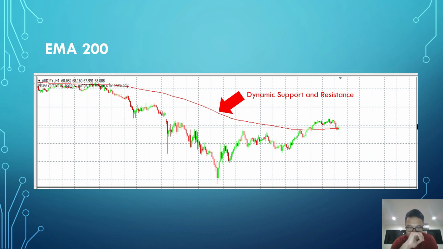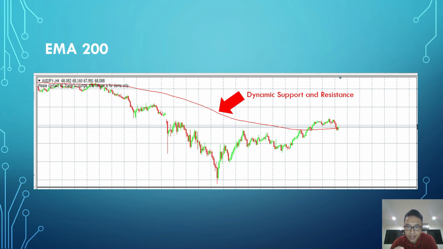So if you look at the image here, the candlesticks are the representation of how the market moves. For this one, this is a 4 hour chart. So 1 bar is actually the movement of price for every 4 hours of the market.